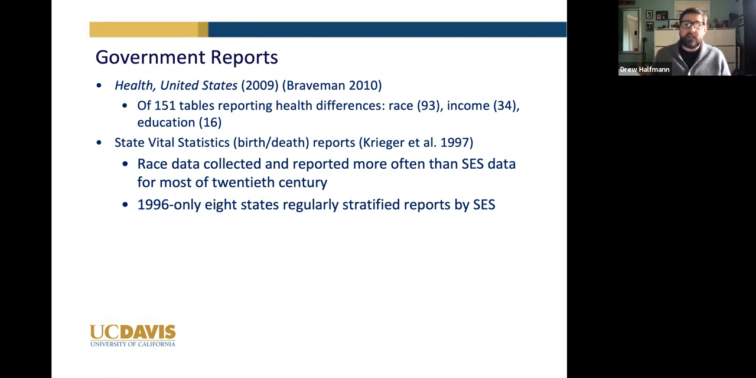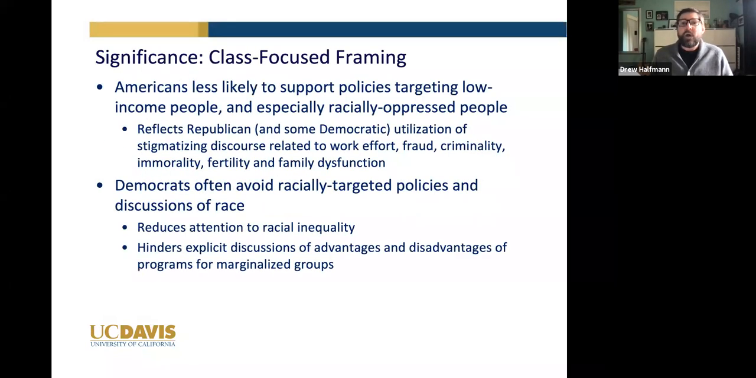So I'm pretty convinced of the claim in terms of government reports. I'm less convinced of this claim in terms of health policy and policy discourse. So why should we care about this? A few reasons, and these are arguments that have been made in the literature.